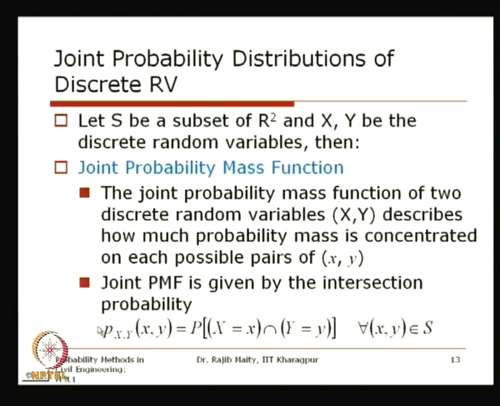So the joint PMF is given by the intersection probability. When we are talking about the mass function, our notation is the small p. For the bivariate random variables X, Y, for some specific values x and y, it is the probability that X equals the specific value x and Y equals the specific value y, when both are occurring simultaneously. And this x and y are from the sample space S.